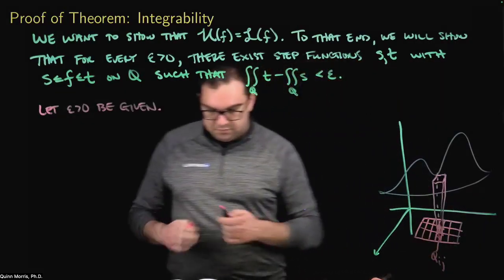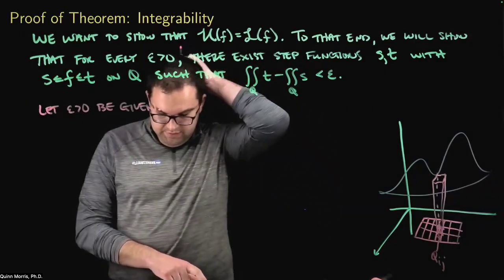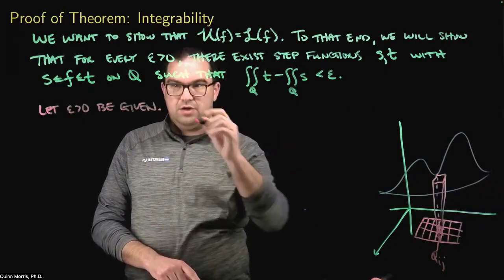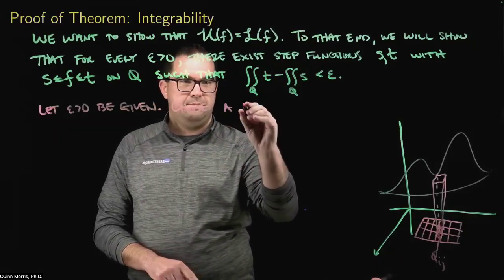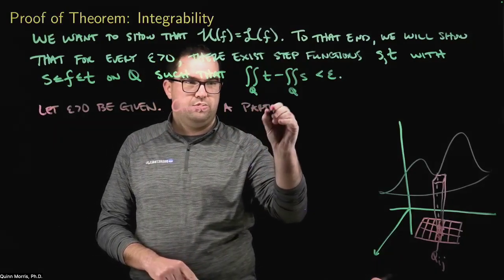So formally, how we're going to do this is we're going to choose a partition P of the rectangle Q.